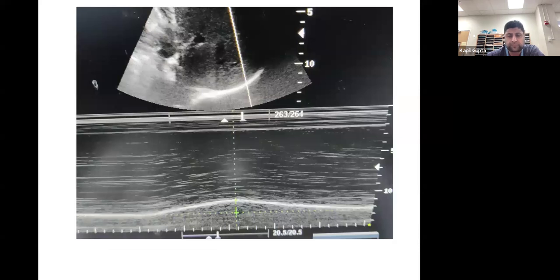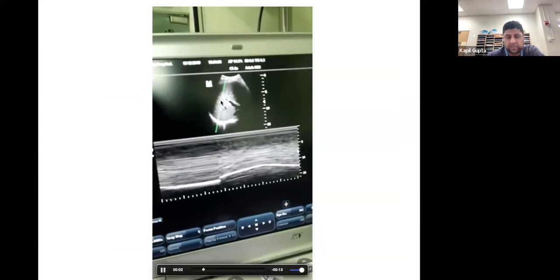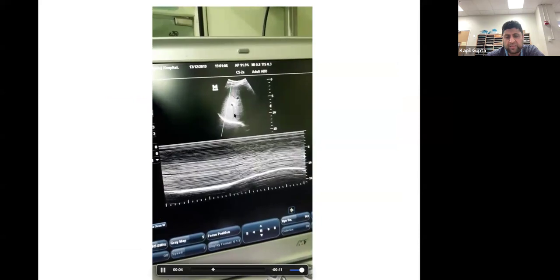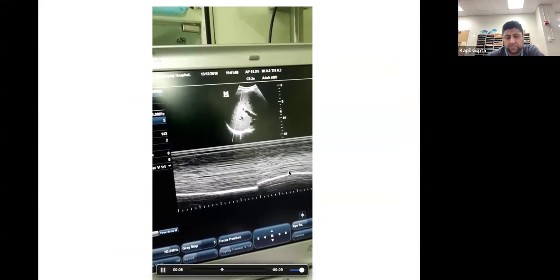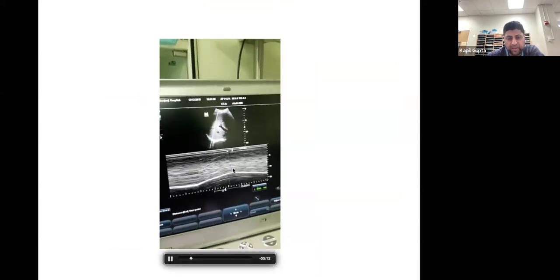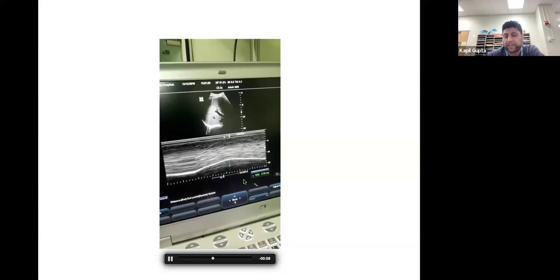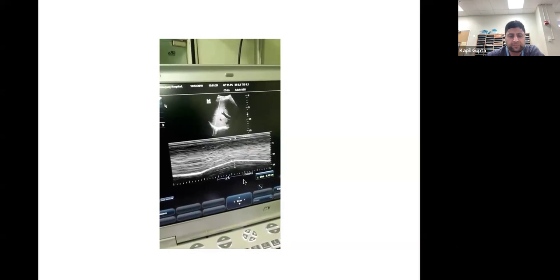So again, this is in M mode. And I made a small video, not a great quality video, but this is how I do it. You see the movement of the diaphragm and you see this mountain coming up. So I freeze that mountain and I measure the height of this mountain from the baseline. That is the diaphragmatic excursion. It's pretty easy to do.